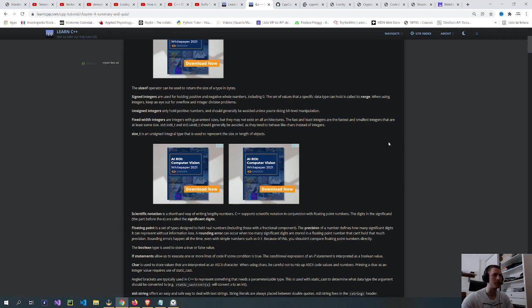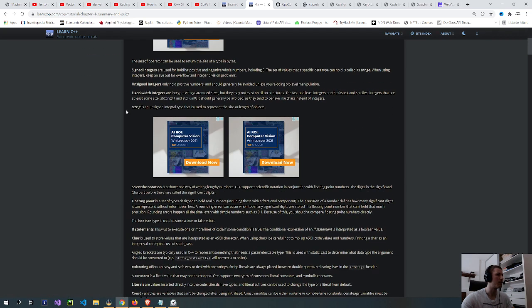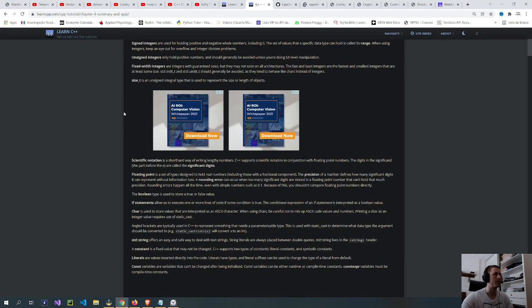When using integers, keep an eye out for overflow and integer division problems. Unsigned integers only hold positive numbers and should generally be avoided unless you're doing bit level manipulation. Fixed-width integers have guaranteed size, but they may not exist on all architectures. The fast and least integers are the fastest and smallest integers that are at least some size.